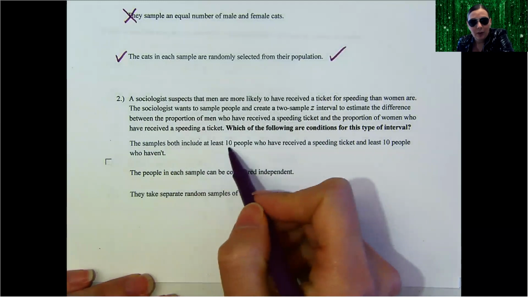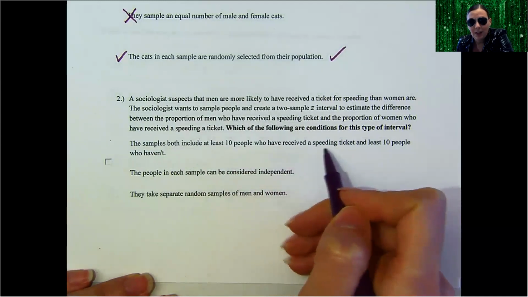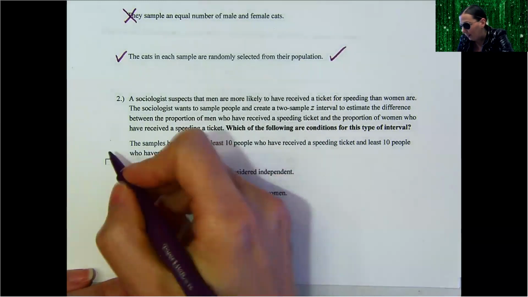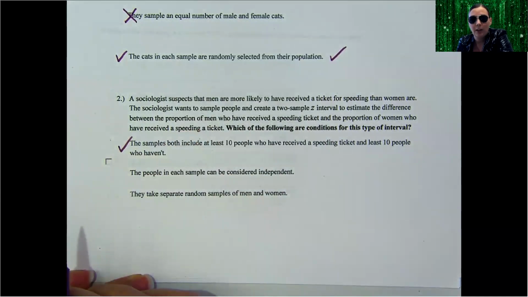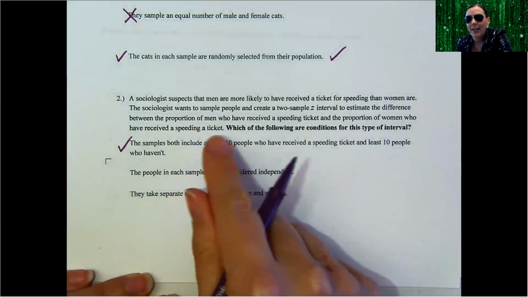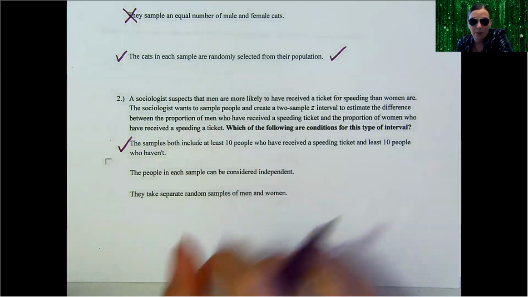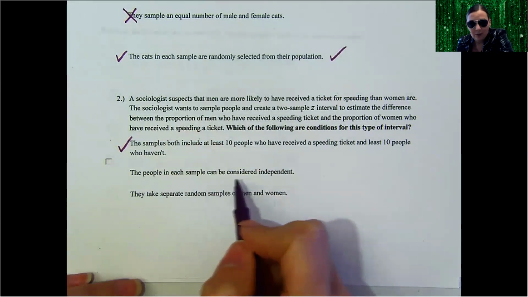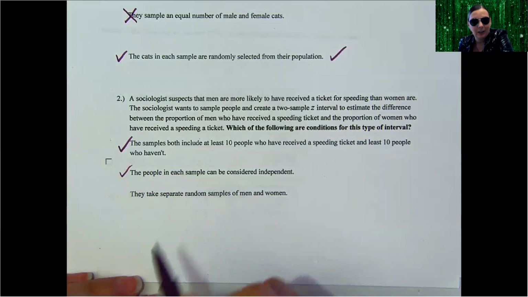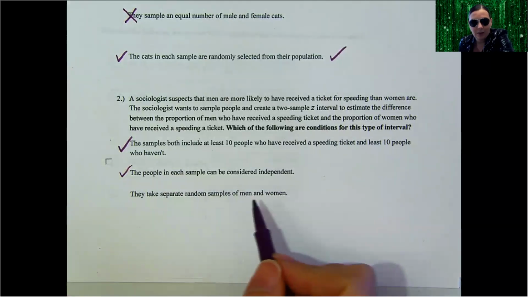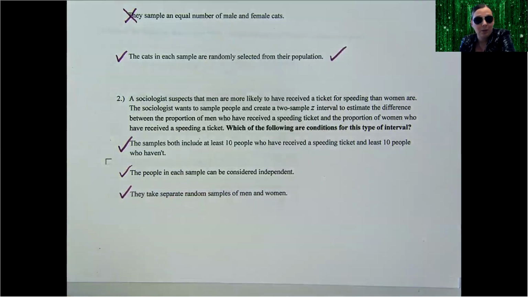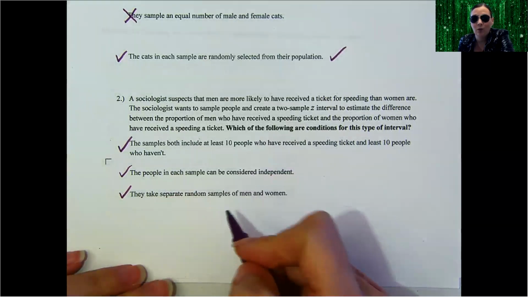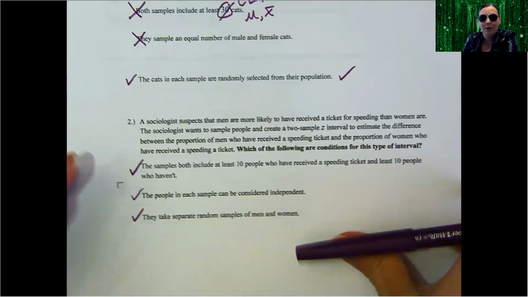The samples both include at least 10 people who have received a speeding ticket and at least 10 people who haven't. Yeah, that's that normal check, Jake from Stat Farm. We have to have 10 successes and 10 failures. Perfect. The people in each sample can be considered independent. Yep, we need that. They take separate random samples of men and women. Yep, random is important. So all 3 of these would have been checked off if you were doing Khan Academy.